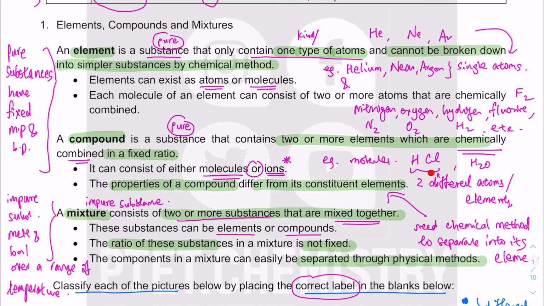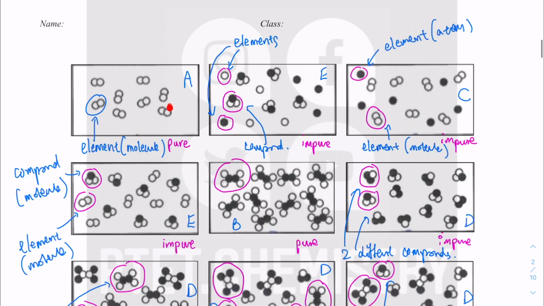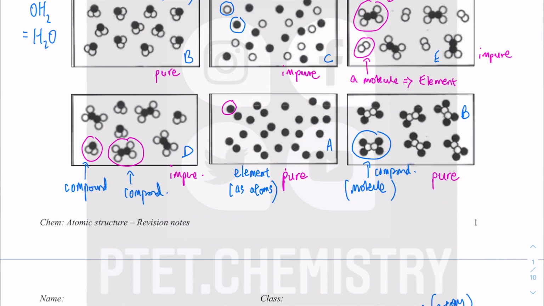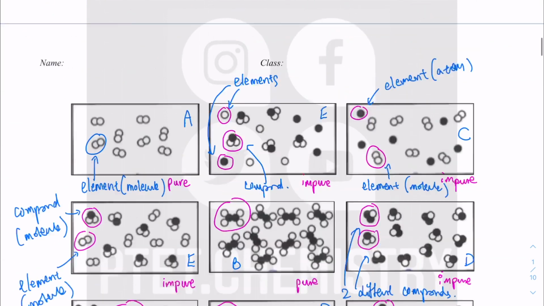So this is a molecule. Water is a molecule, but it's a compound because it has 2 or more different elements chemically combined together in a fixed ratio. Whereas when you have this molecule, which has 2 or more atoms, but they are the same kind of atoms, this is an example of an element which also happens to be a molecule. And this is an example of an element which are atoms.